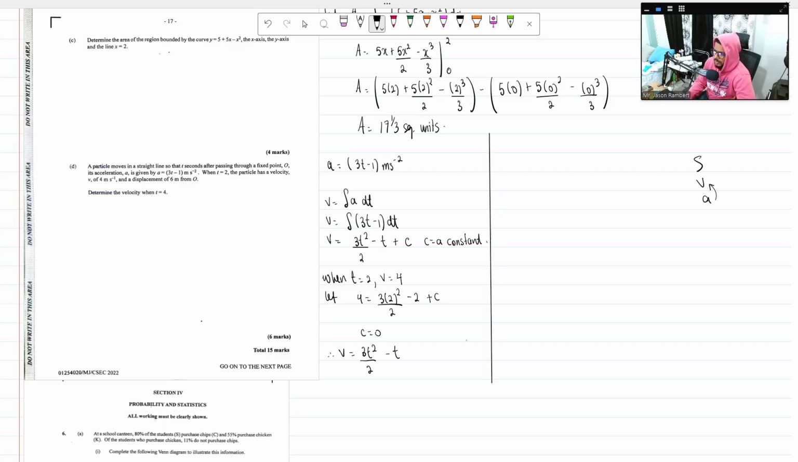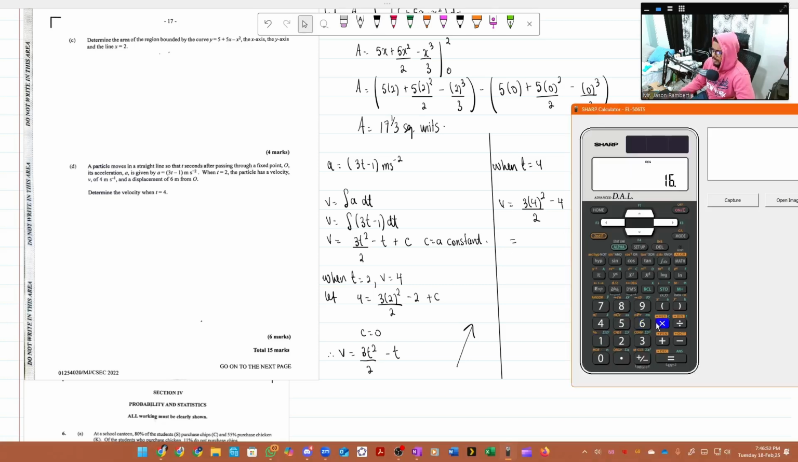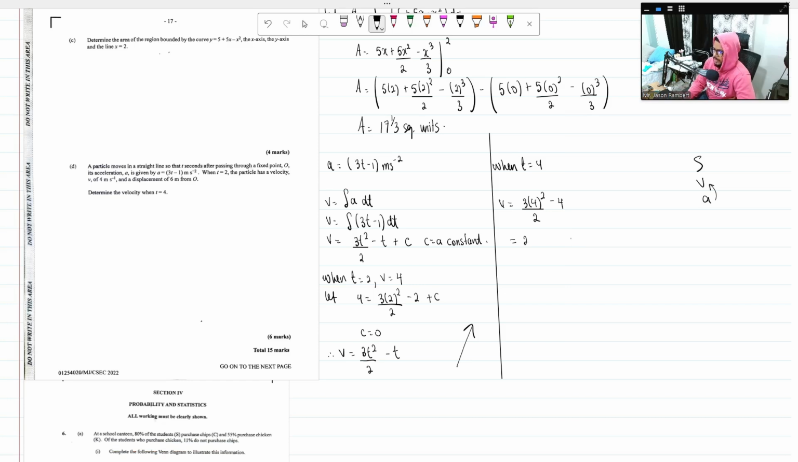We are not done yet. They want us to calculate the velocity. Forget the line bend, that's a small thing. The velocity when t is 4. When t is equal to 4, v is equal to 3 into 4 squared over 2 minus 4. Jump on the calculator again. 16 by 3, 48 divided by 2, 24 minus 4 is 20. So v is equal to 20 meters per second.